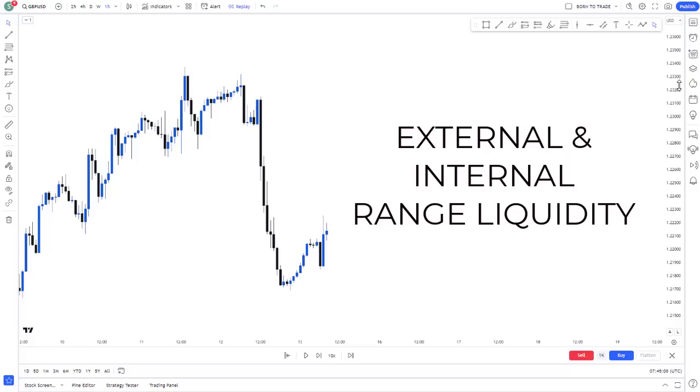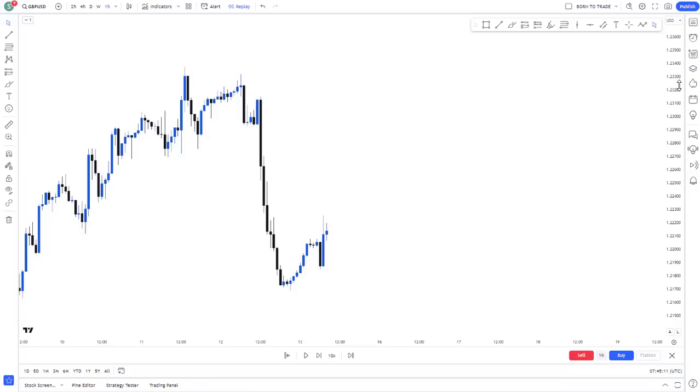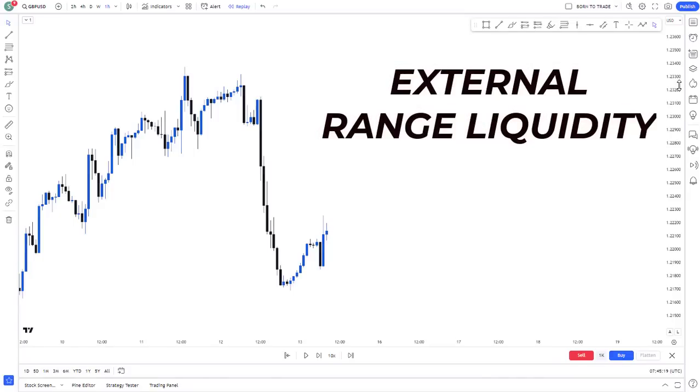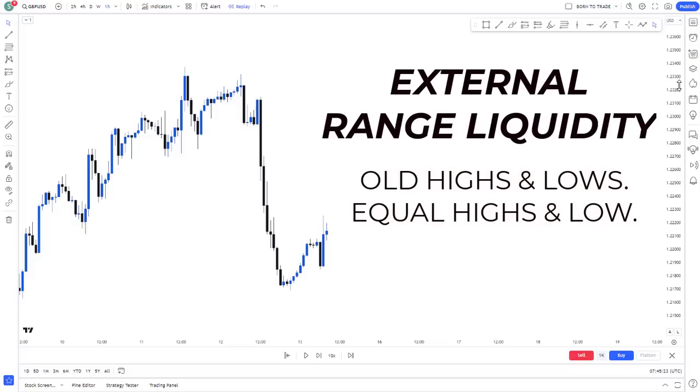Okay, now what you should keep in mind is that there are two areas where price will always draw to. Firstly, price will always draw to external range liquidity, and external range liquidity is simply your old highs, your old lows. That is, your equal highs are included, your equal lows are included also. That is, your external range liquidity is basically your buy side or your sell side liquidity areas, right?